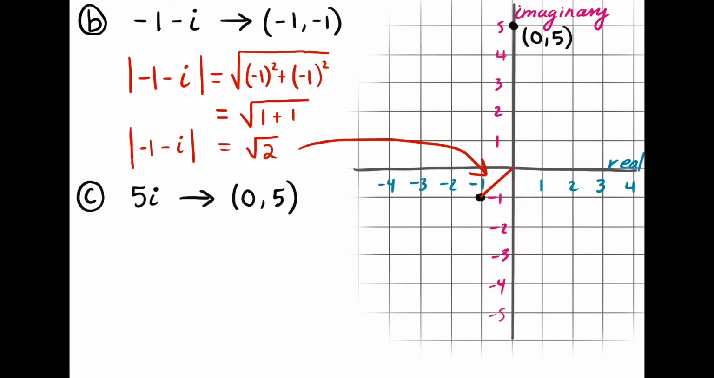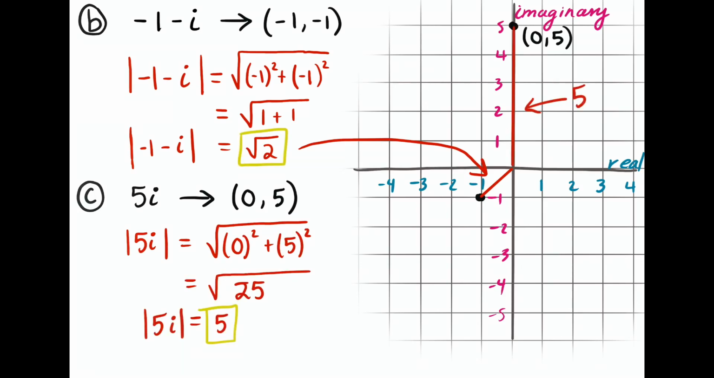So here's another example, 5i. So the point is 0, comma 5 because I don't have a real part. And then I can use my formula, or I can just look at the graph because the distance away from 0 is 5.